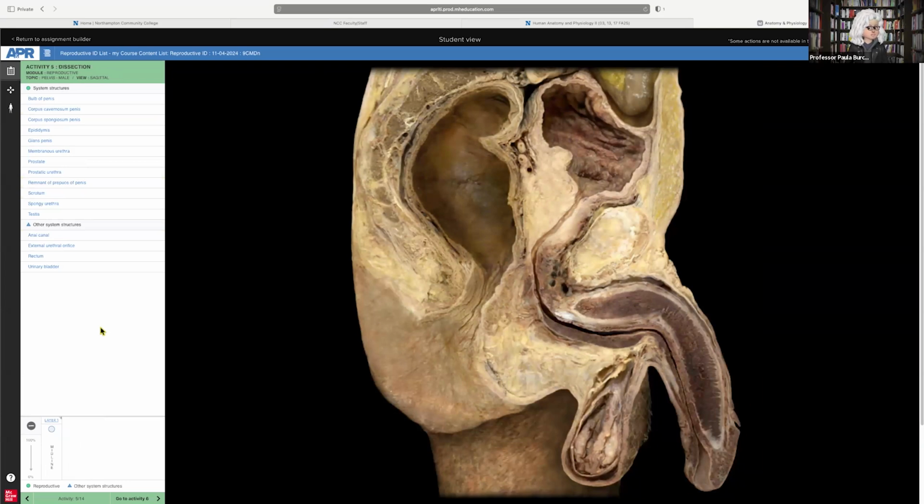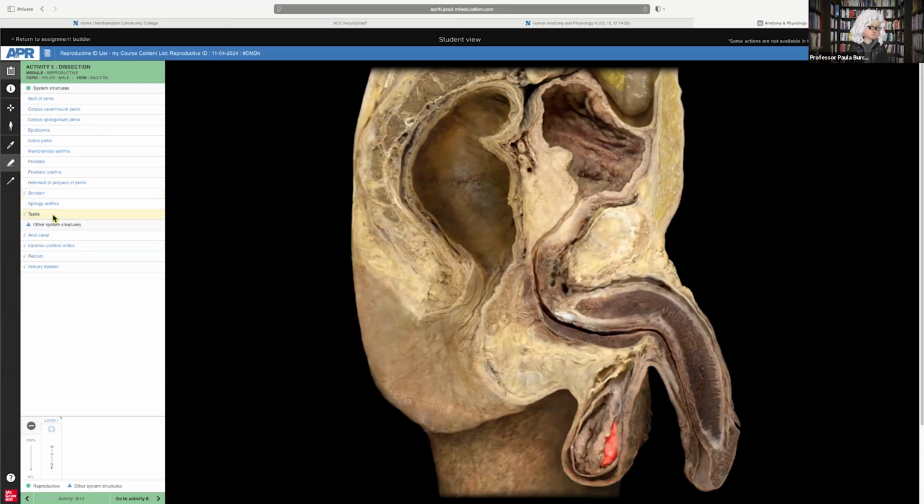Moving on to the male reproductive system, this is a sagittal look. Let's get our orientation here. There is the anal canal, the rectum, urinary bladder, and this is going to be the opening to the urethra, the external urethral orifice here. If we go back and we look at the scrotum, housed within the scrotum, you have the testis.